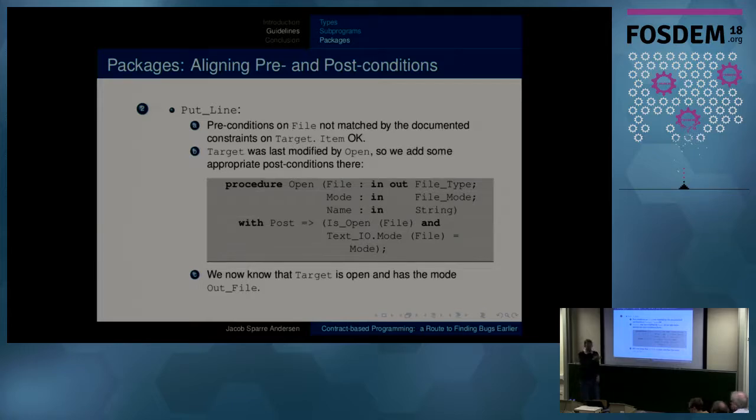If it didn't match, either there's something wrong with our use case, or there's something wrong with our contracts. And also, if we make the contracts nice like this, the compiler can say, okay, he calls this one, and then the postcondition for this one matches the precondition for this one, so I don't need to check on entering the second one because we already checked that once. So we save more checks if we have well-matched pre and post conditions.